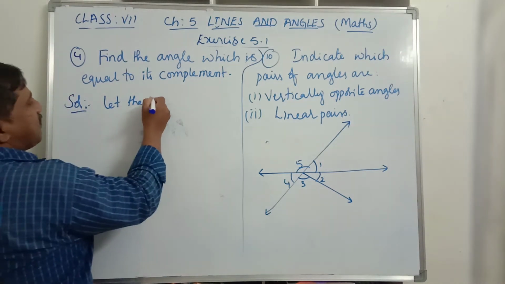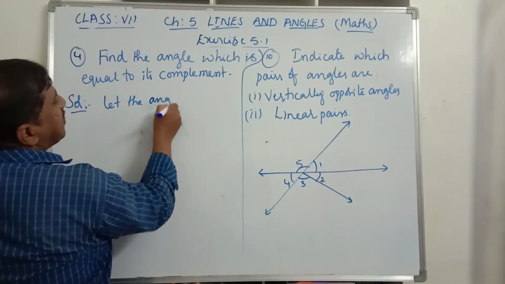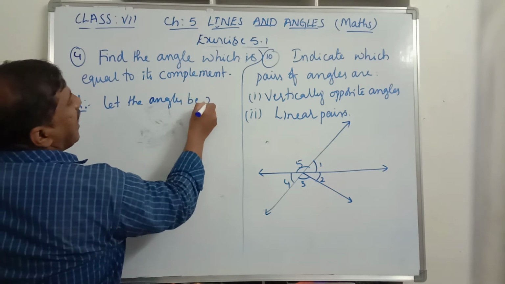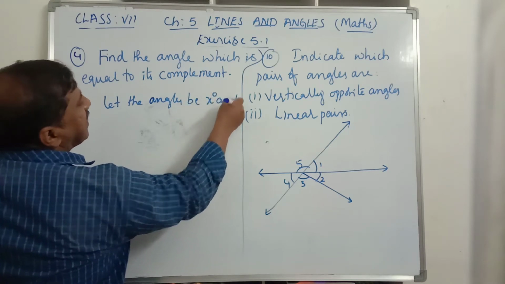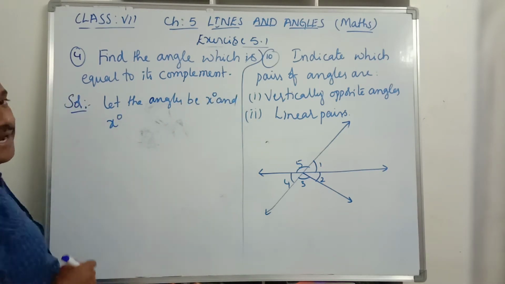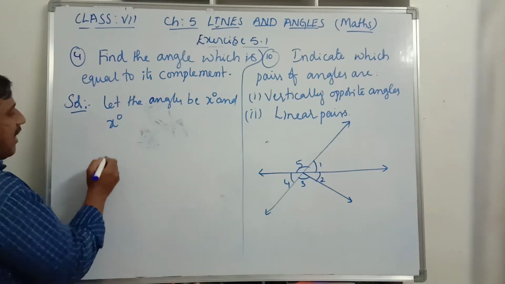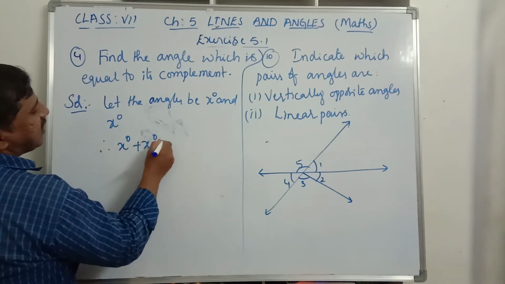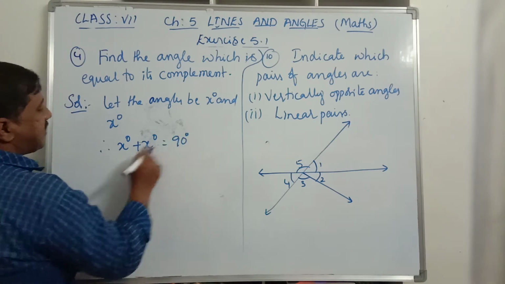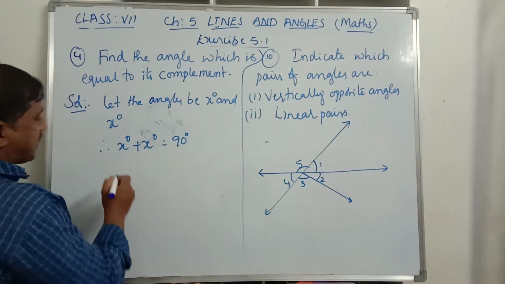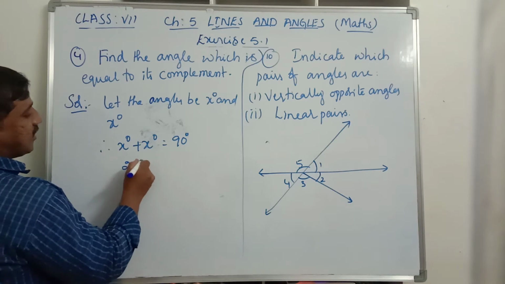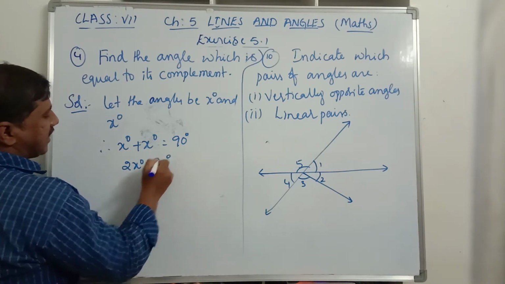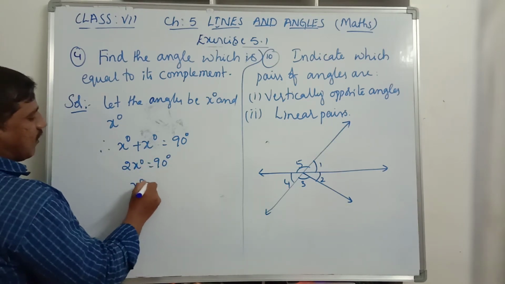Let the angles be x degrees and x degrees. Both are equal, and they are complementary angles. Therefore, x degrees plus x degrees is equal to 90 degrees. x plus x is 2x. 2x degrees is equal to 90 degrees. Then x is equal to what?